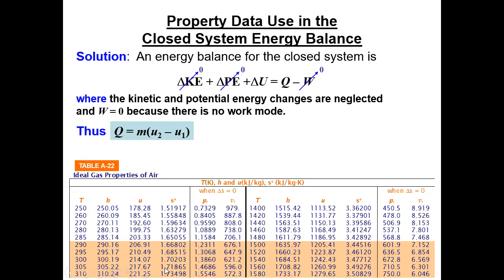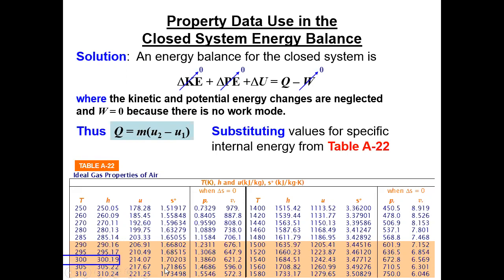Okay, so Q is going to be the mass in the container, times the specific internal energy at 2 minus the specific internal energy at 1. And bingo, what are we going to do? Well, shoot, we've got a table for air. We're going to go look those up and plug the numbers in. So there we go, looking them up.